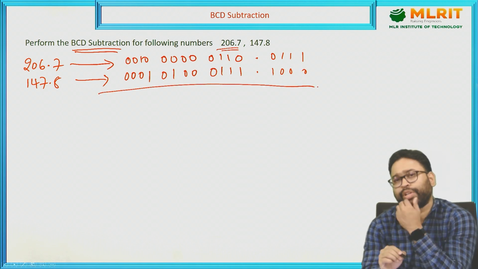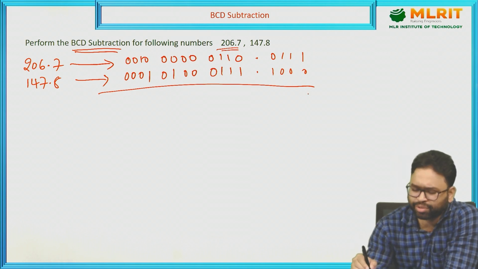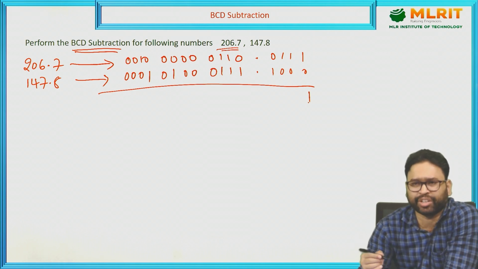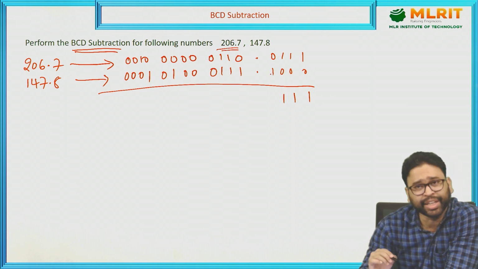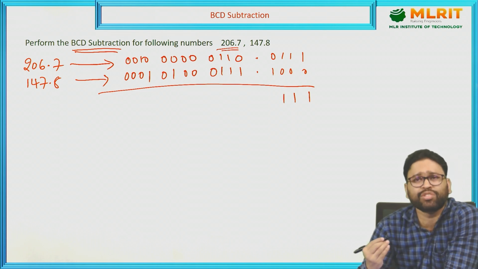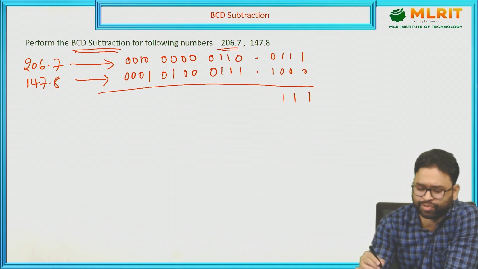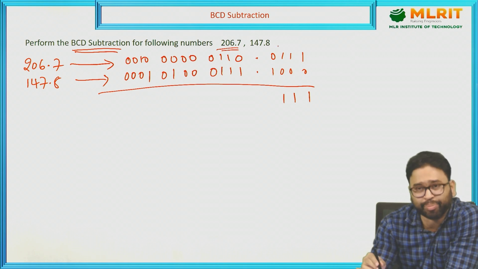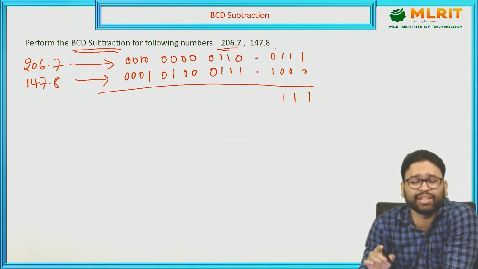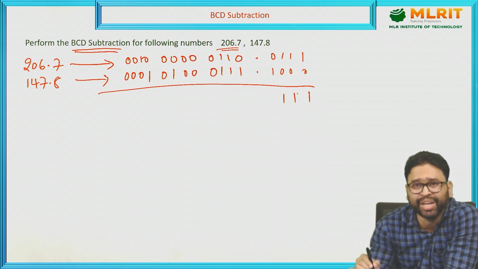Now let's try to get the subtraction. It's like a regular binary subtraction only, right? 1 minus 0 will be 1, 1 minus 0 again 1, 1 minus 0 again 1, 0 minus 1, here it is not possible. That means we are supposed to borrow some value from the next group. This is one group, and for this group, we need to take a borrow from its next group. Just now I said that if you are taking borrow, whatever the resultant value, it should be subtracted with respect to 0110, right?